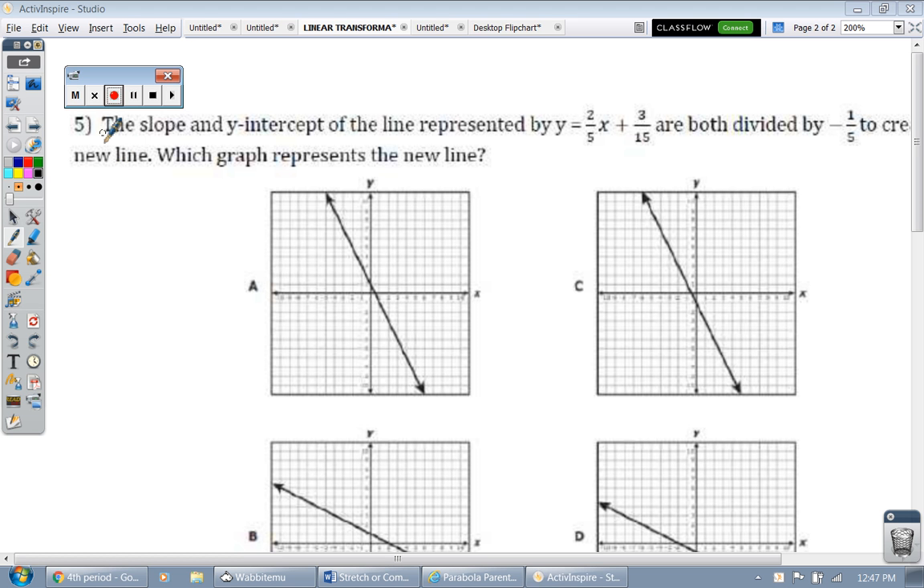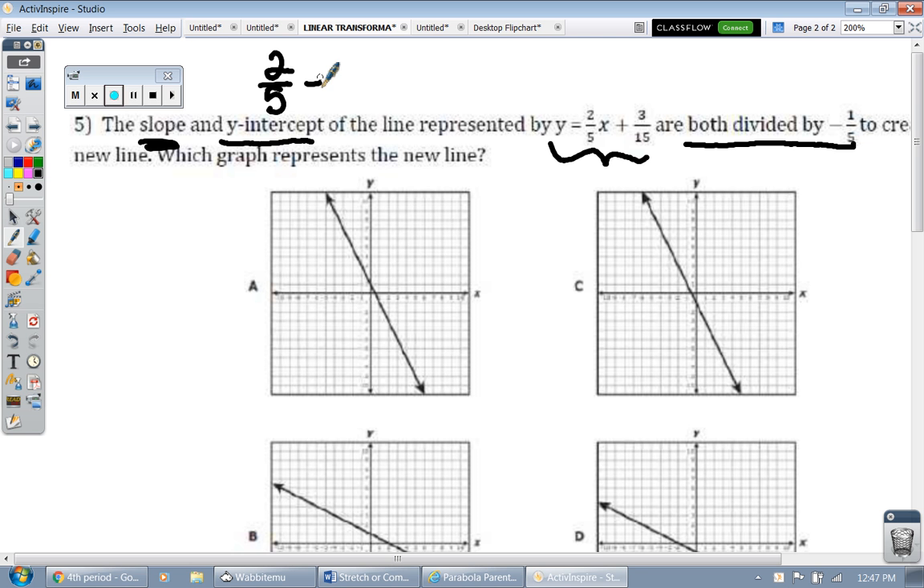And the last one, 5. The slope and the y-intercept of this line right here are both going to be divided by negative 1/5. So we're going to take 2/5, that's our slope, and divide it by negative 1/5. And then we're going to take 3/15, which is the y-intercept, and divide that by negative 1/5. And whatever the two new numbers are that we get, we're going to plug them back in and see which one makes the graph. So let's do some calculator work here.